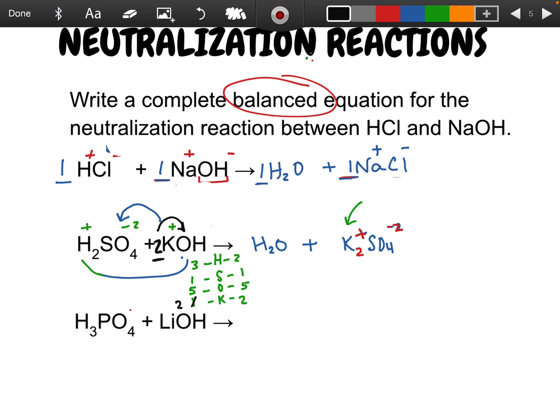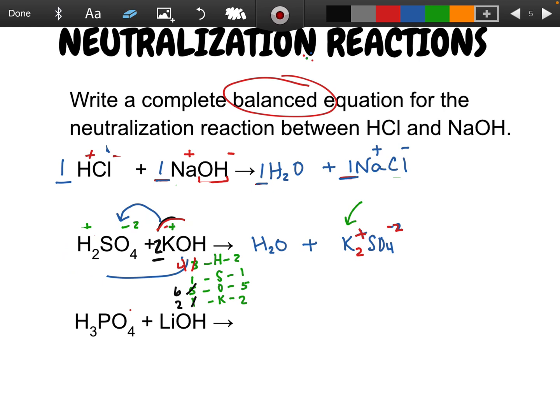Now, this gives us 2 oxygens on the KOH and then 4 more here. So that gives us 6 oxygens. And then the 2 also applies to the hydrogen. So we would have 2 hydrogens from KOH, but now we have 2 over here also from the H2SO4, so we would have a total of 4.